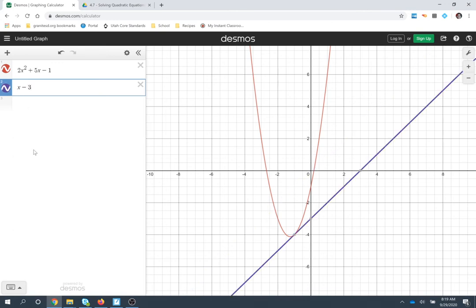Now, if I'm looking to solve that system, I want a point or points that they share in common that would satisfy both equations. So we're looking for where they intersect. And if I'm looking at my graph, I see this key point of (-1, -4), which is actually the solution to this system of equations. So let's go back to our paper.